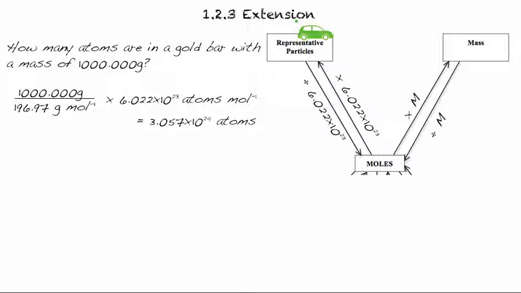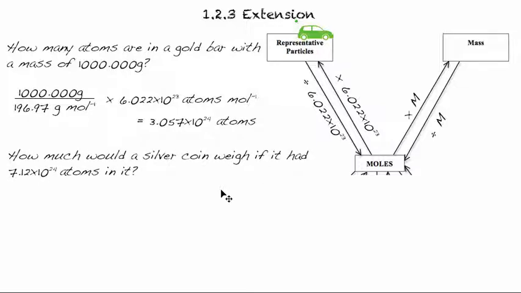Now, if we were to instead switch over to silver, which again still has to be mined, but I'm not sure if it's as destructive as gold mining, how much would a silver coin weigh? So now we're looking at a coin if it had this many atoms in it: 7.12 times 10 to the 24.